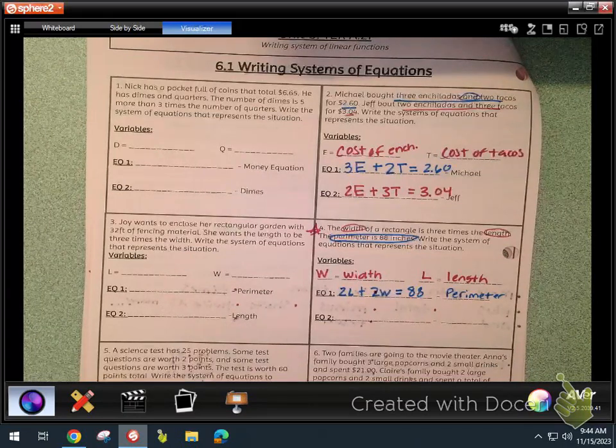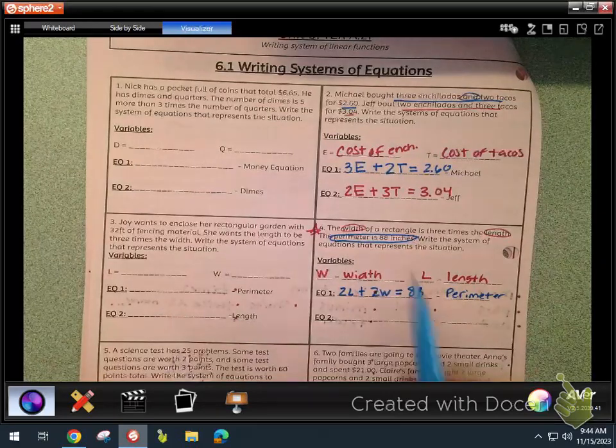Now, what's the other piece of information that we need to write about? Area? No, it doesn't say anything about area. What else does it say? What does the first sentence say? The width is 3 times the length. We need to write a sentence about that. Okay? So what are we talking about?